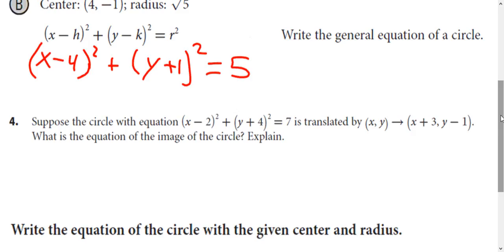So this next one's a little bit trickier. Suppose a circle with the equation is translated x plus 3, y minus 1. So think about what this equation is telling you. It has the center x minus h, so 2. Remember, the signs are always opposite because of the minus that's built into the equation. And then this would be a negative 4. 2 comma negative 4 is the center.